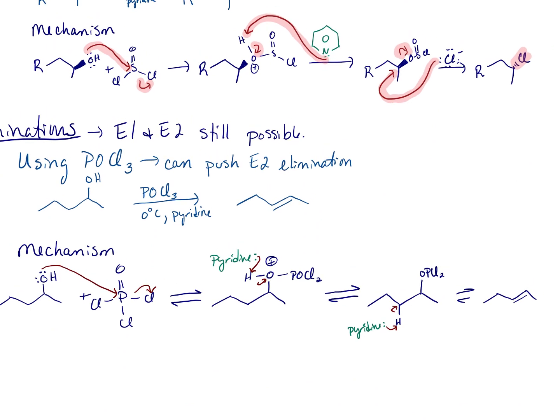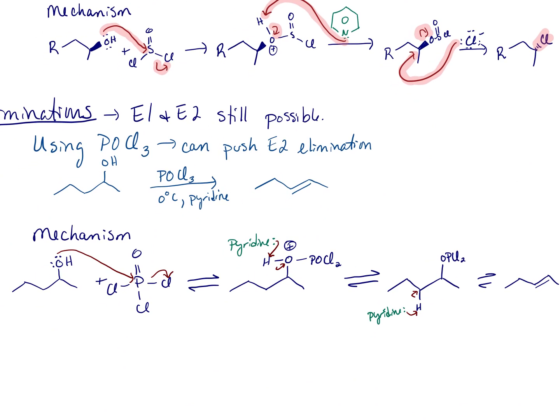Be aware that there's also something called POCl3. I call the SOCl2 "socyl", and I use POCl3 as "pocyl". The advantage here is the fact that you are at 0 degrees. Most elimination reactions, remember, happen at a higher temperature, not a lower one. So in this mechanism, what we have as a product is that elimination product.